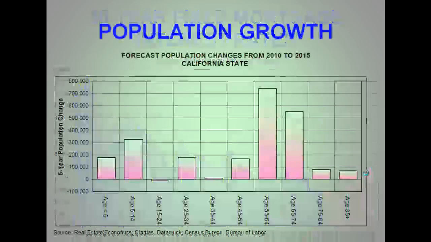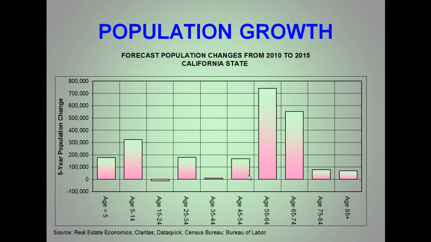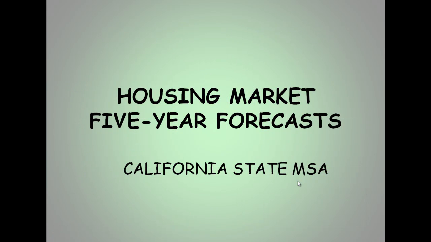In terms of population growth, here's that bulge we see in the 55 to 74-year-old range. A lot of mature households being created during the next 5 years. That has ramifications for the types of homes that you want to build.